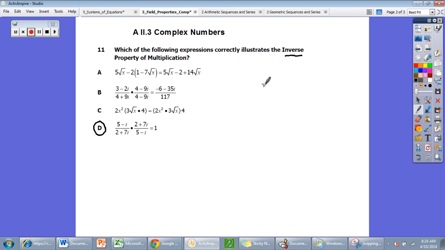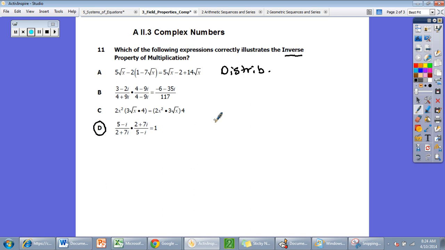But I also want to identify which properties are being used in choice A, B, and C. So as you look at choice A, what's happening here is that negative 2 is being distributed through the parentheses. So this is the distributive property. In choice B, it's no real property that we have. They're multiplying by 1. So they're multiplying by the conjugate to rationalize the denominator. So we don't really have a property name for that, but that's what's going on there.